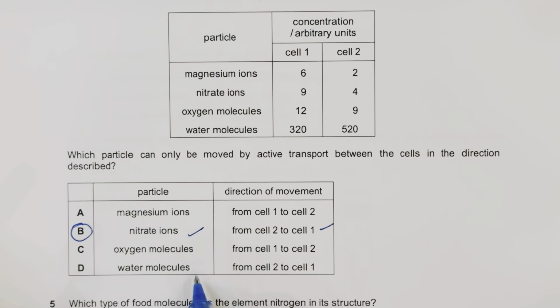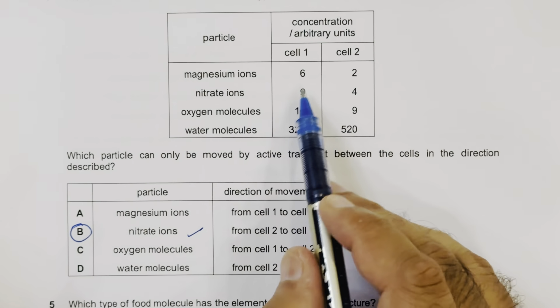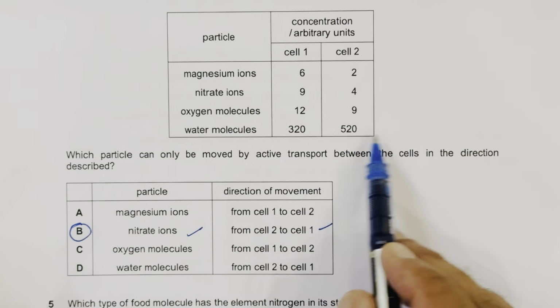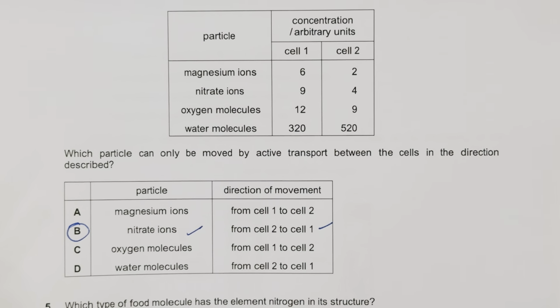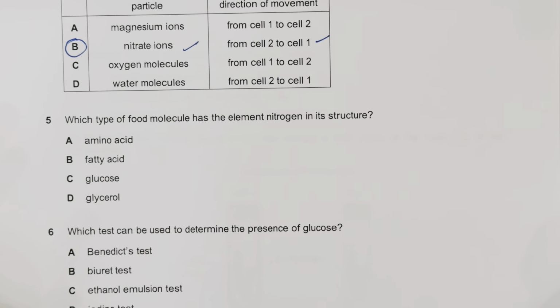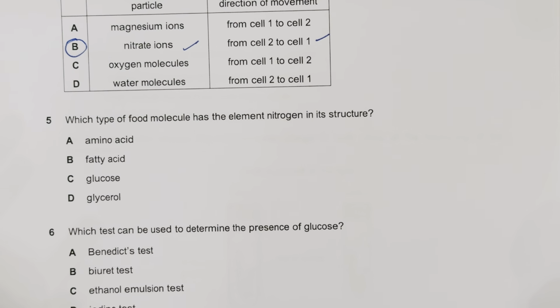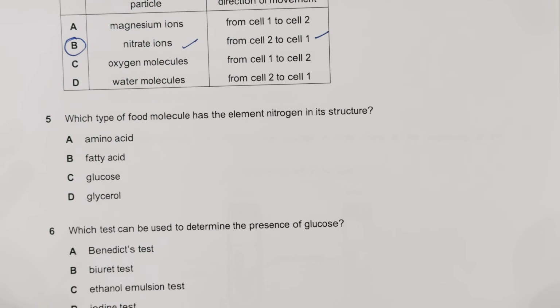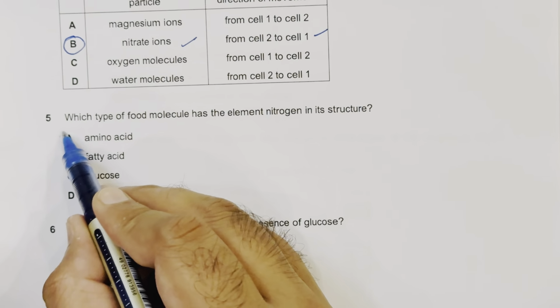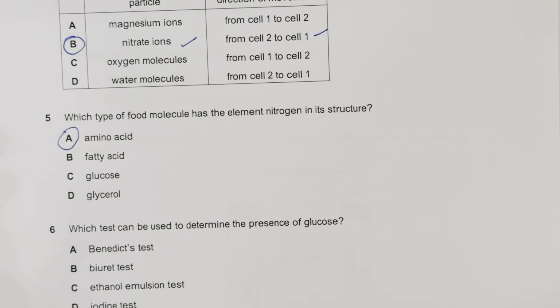Checking the other options, oxygen molecules from cell 1. No. High to low. No. Low to high is the right one. Water molecules from cell 2. Again high to low. So option number B is the only correct option. Moving to question number 5. Which type of food molecule has the element nitrogen in its structure? We know that amino acids are essential, so that's why option number A is the correct one.